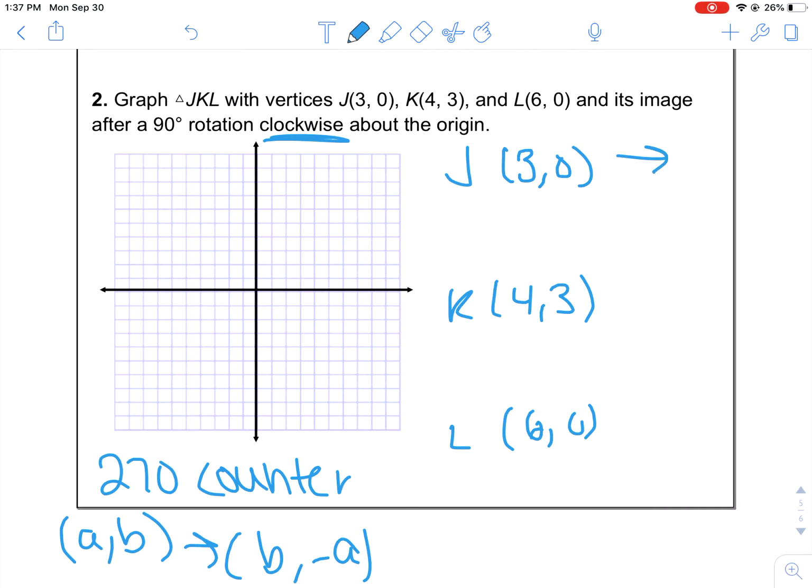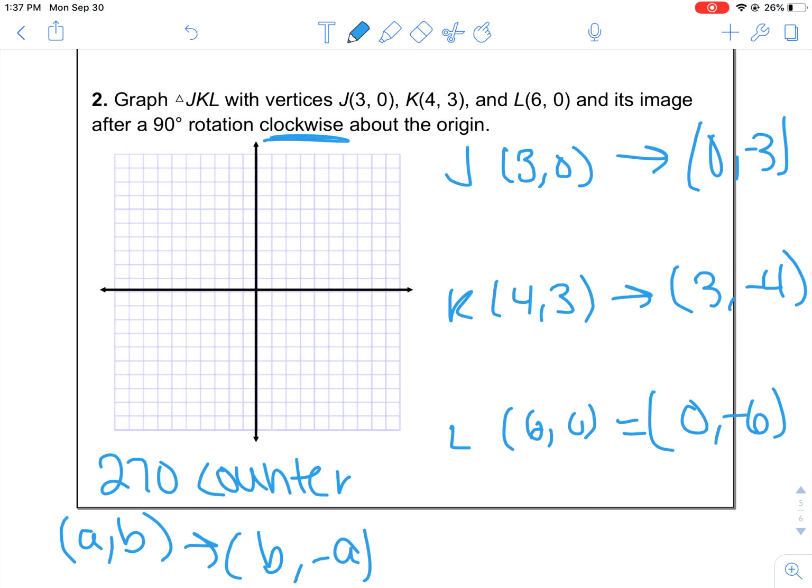So this would become, we're going to switch them, (3, 0) becomes (0, 3), and then this becomes negative. We're going to switch them, and then this becomes negative. We're going to switch them, and then this one becomes negative. And that's it.